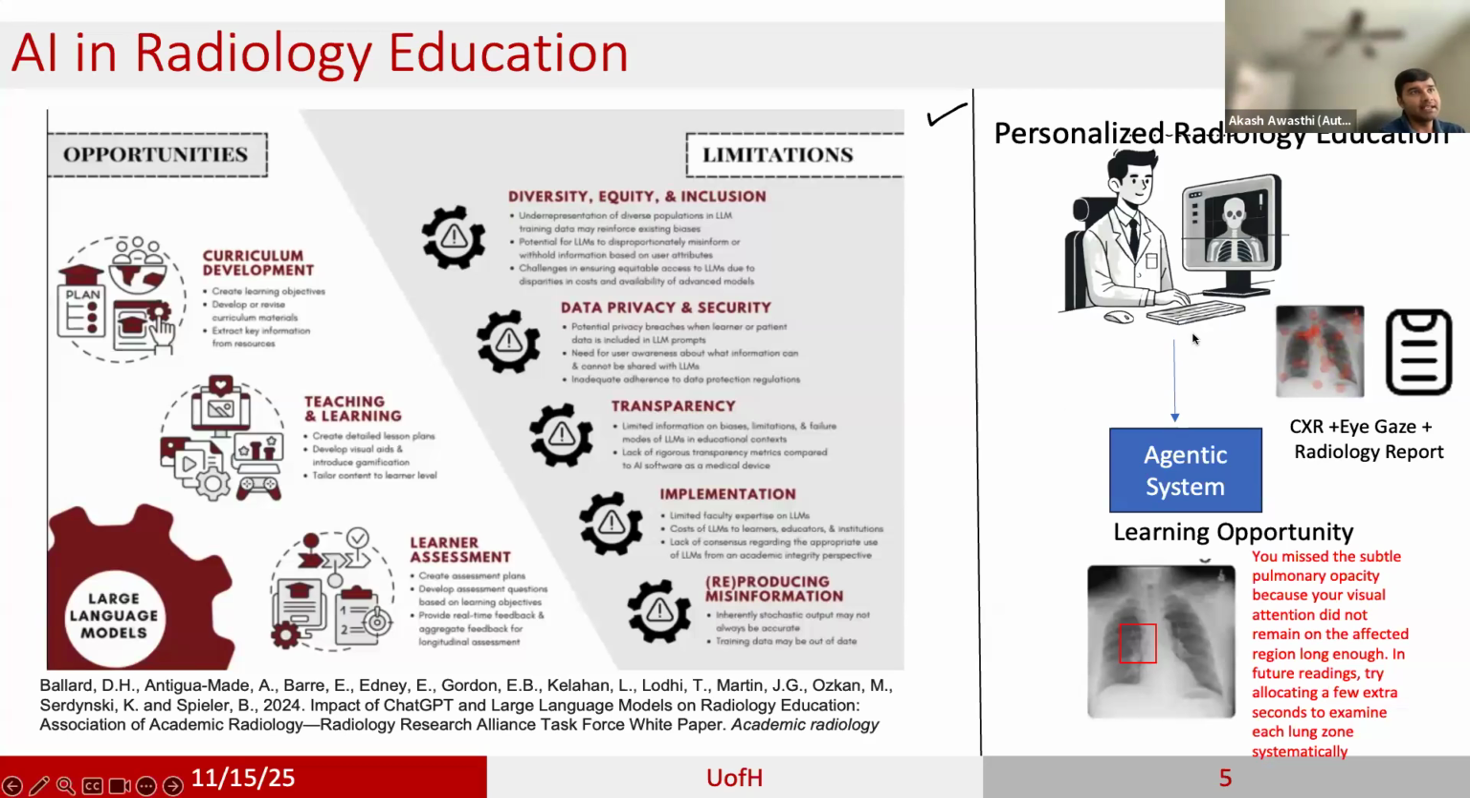So we have eye gaze data, and we have an image and report, and we input them to the system. Can we develop a simple agent which can give personalized feedback, like, oh, you missed this subtle pulmonary opacity, because you did not have enough visual attention for enough time, you did not focus, so that's why you missed it.